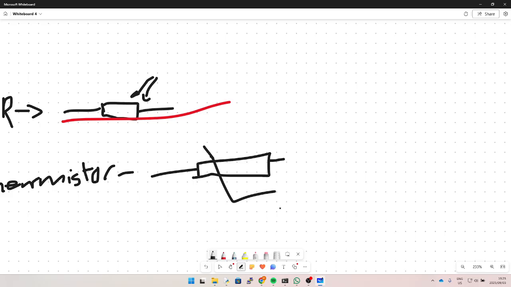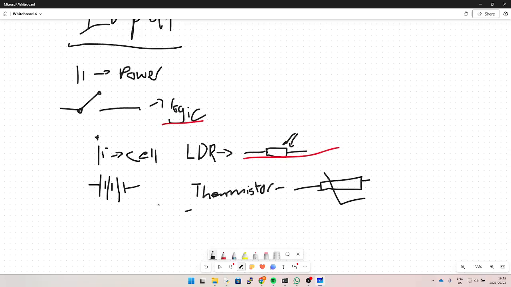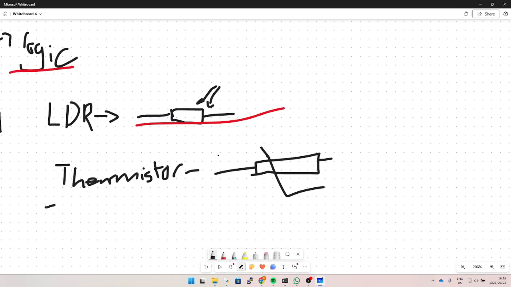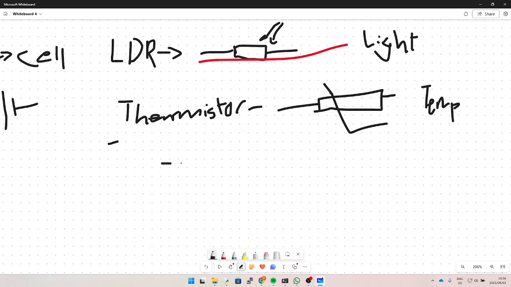Both of these are sensors. These two are both resistance-based sensors, right? A thermistor is based on temperature, and the LDR is based on light. Both of them vary in resistance based on environmental factors.